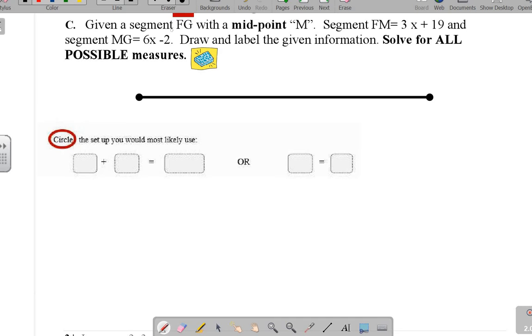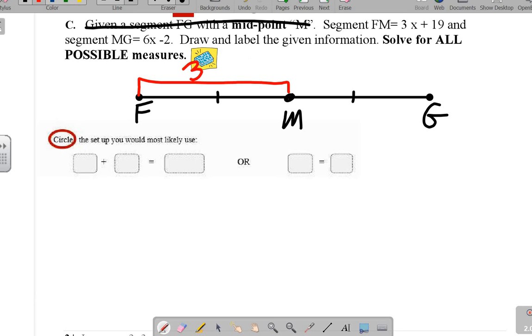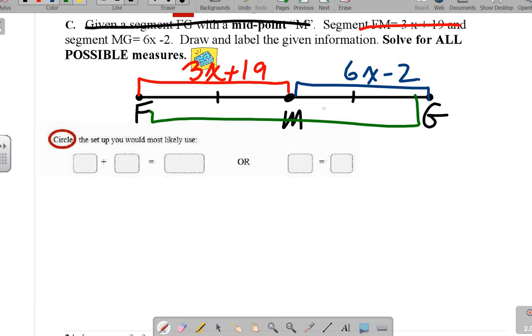Come down here. Ready? It says, given a segment FG, midpoint M. No hatch marks, no midpoint. Bracket, label, bracket, label. I'm on the one right below it now. And we have a third segment, but we have no information. I'm just going to put a question mark. Notice again, I don't tell you what to find.